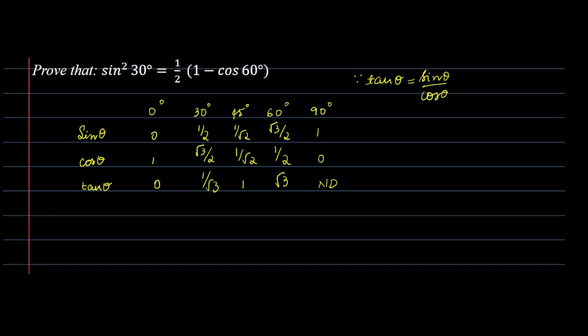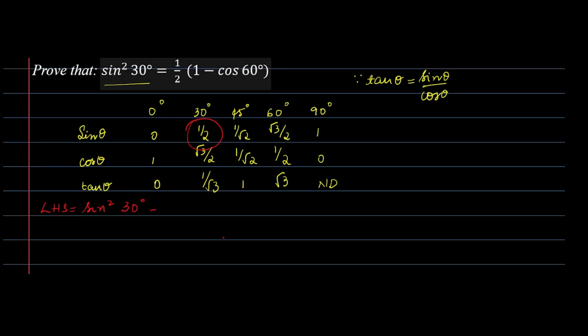First, let us concentrate on the LHS. That is, LHS is equal to sin² 30 degrees. We have the value of sin 30 degrees as 1 by 2. So therefore, we will get 1 by 2 whole square, that is 1 by 4. So this is the value of our LHS.